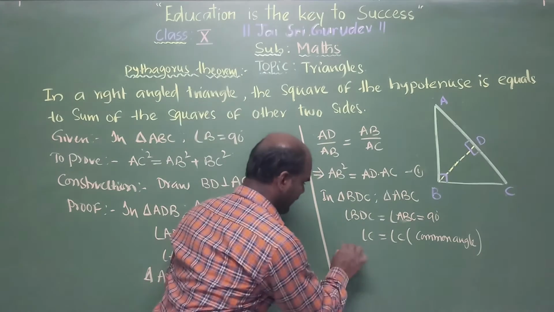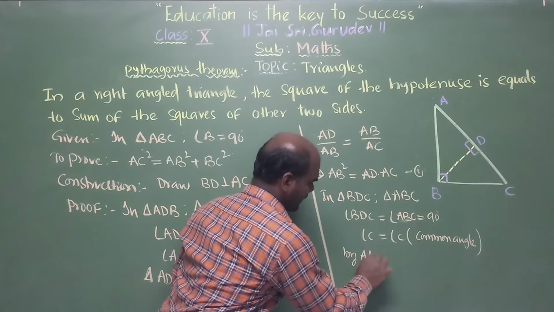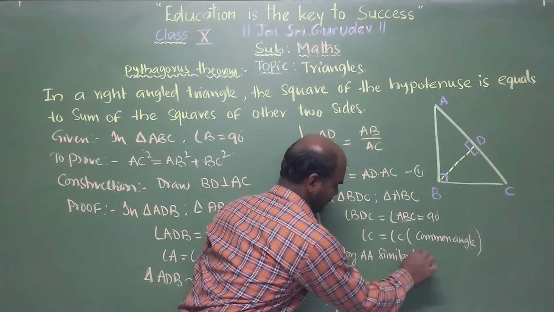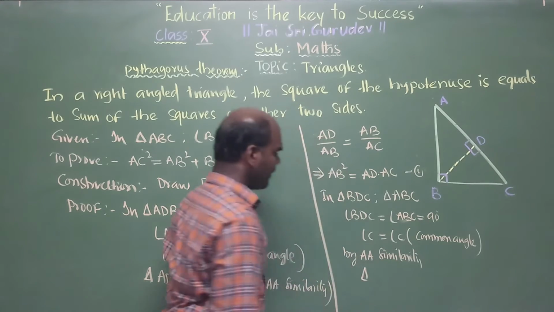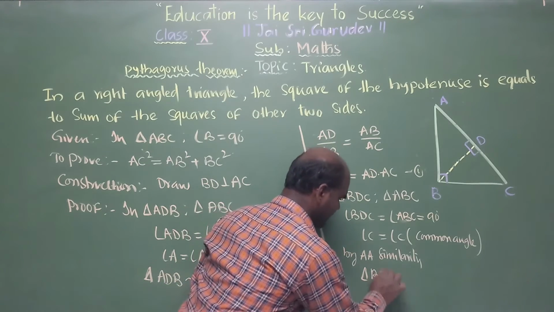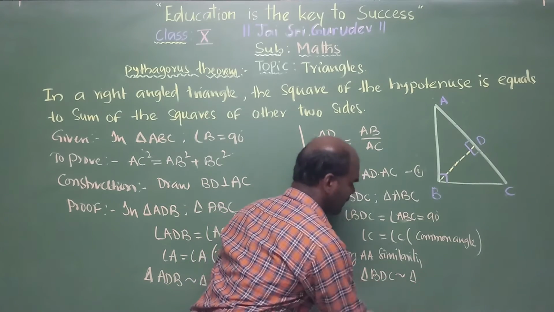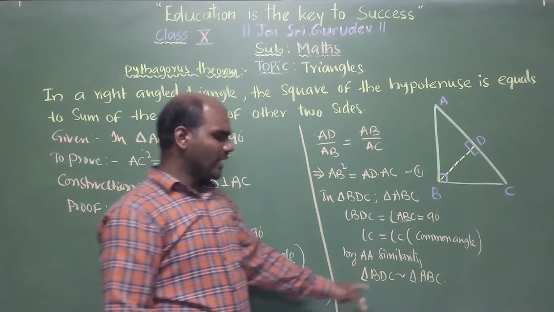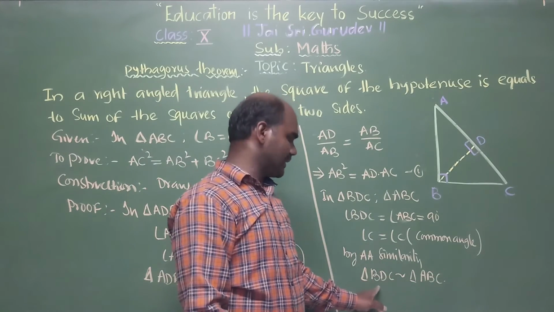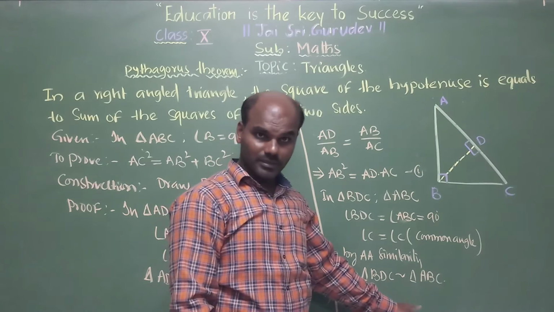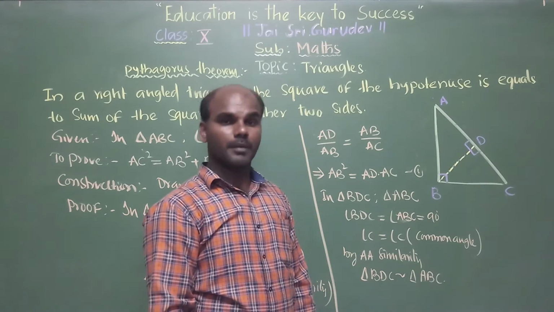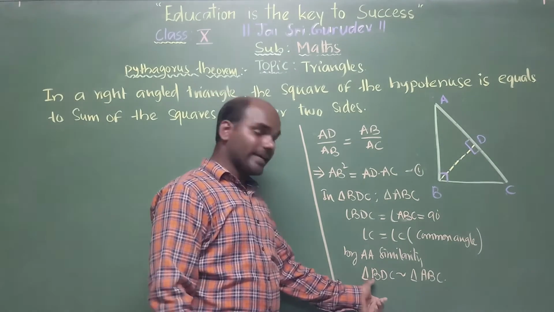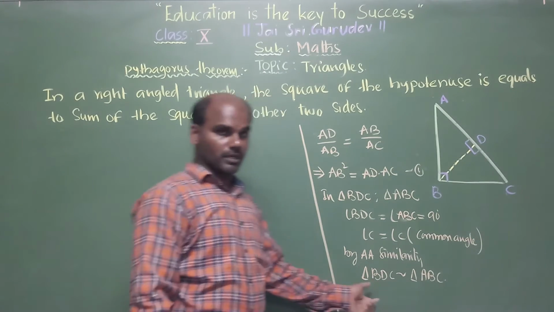Then by AA similarity, triangle BDC is similar to triangle ABC. So when these two triangles are similar triangles, their corresponding sides are proportional. Yes or no, children? Their corresponding sides are proportional.